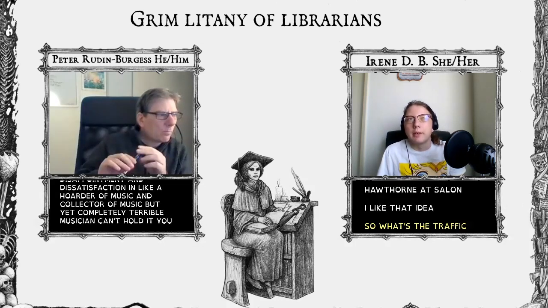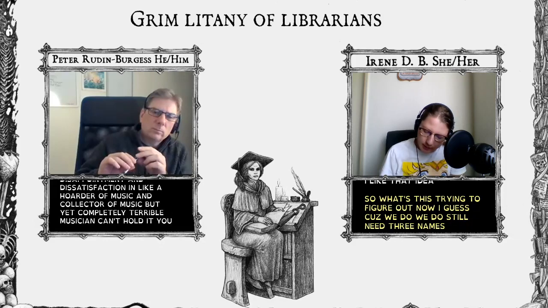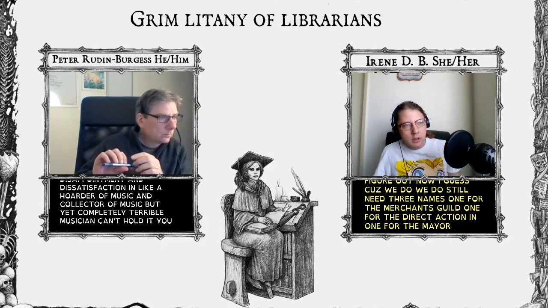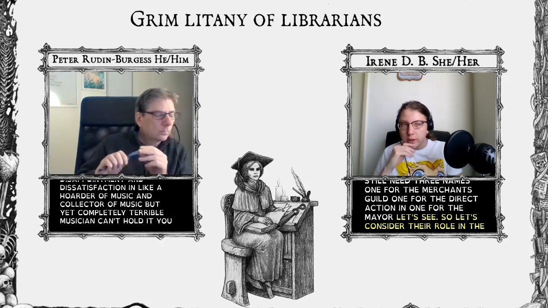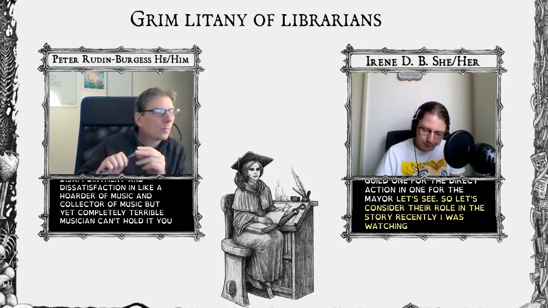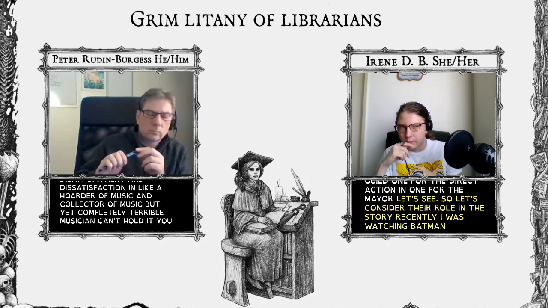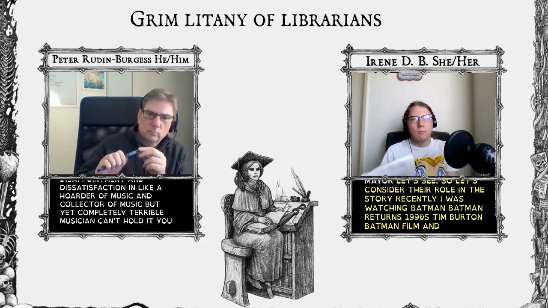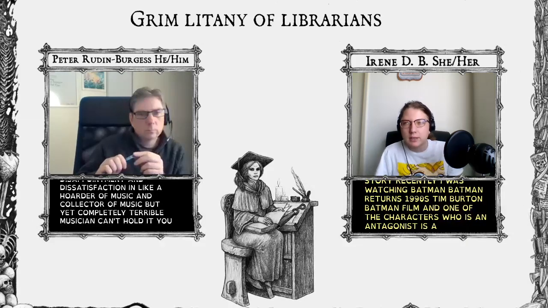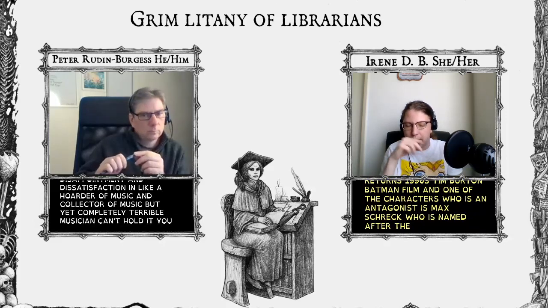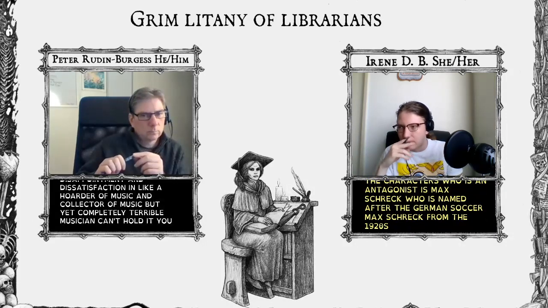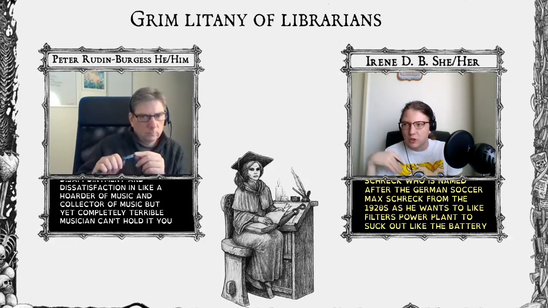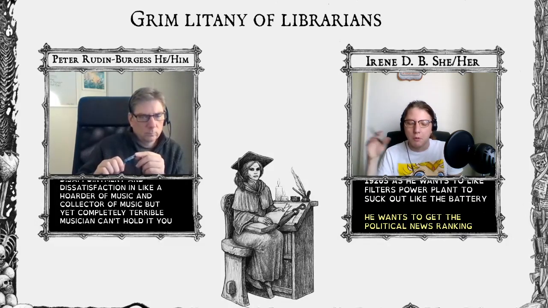So let's try and figure out now, I guess, because we do still need 3 names. One for the Merchant Guild, one for the direct action, and one for the mayor. Let's see. So let's consider their role in the story. Recently, I was watching Batman Returns, that 1990s Tim Burton Batman film, and one of the antagonists is Max Schreck, who is named after the German actor Max Schreck from the 1920s. His whole thing is he wants to build this power plant to actually act as a giant battery. So that's his main motivation in the story, that he wants the political maneuvering to do so.